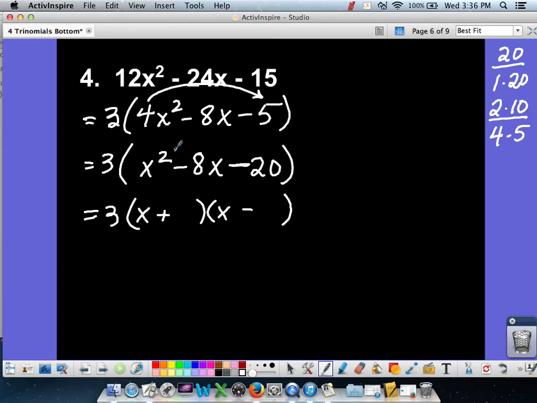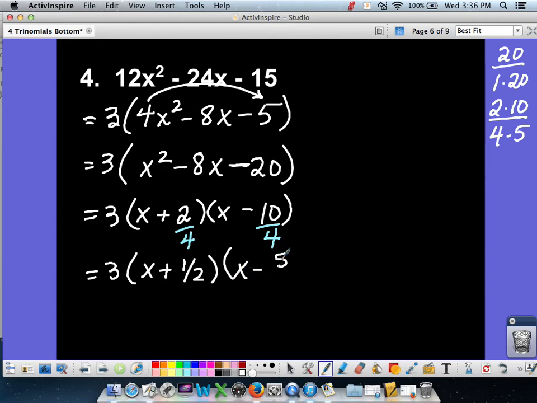Now again, I need to go back and look. That's a negative 8, so the 10 gets the negative and the 2 gets the positive. What I multiplied in was the 4, so I'm going to have to divide by 4. Now on both of these, and this is a great example, you have to reduce your fraction. So I have x plus 1/2 and x minus 5/2. You have to reduce your fraction before you bottoms up.